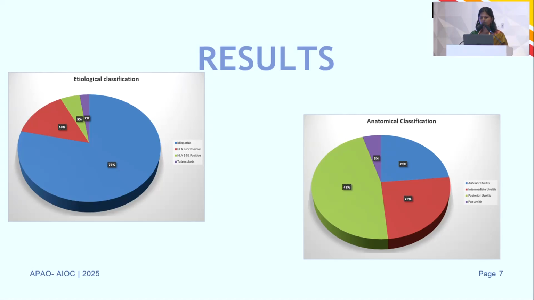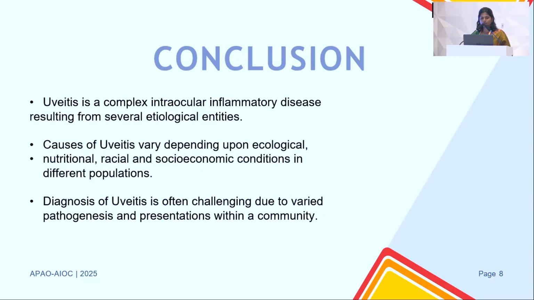And anatomical classification, yes, I did. When I started the data, I thought anterior would be more common, but in my patient profile, posterior uveitis was more common, followed by intermediate and anterior uveitis, and panuveitis was seen in 5% of the cases. To conclude, uveitis is a complex intraocular inflammatory disease.